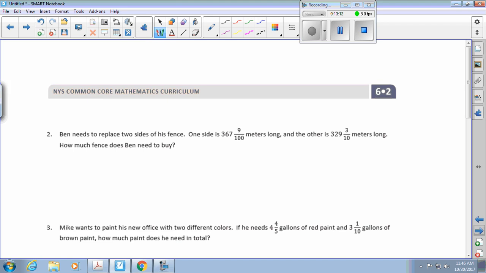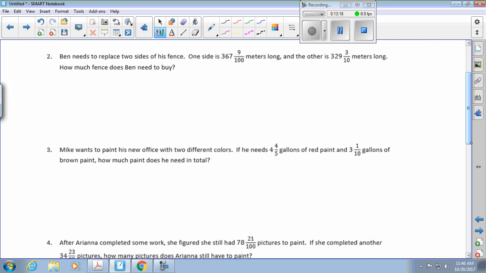Okay, the next question is talking about Ben, and he needs to replace 2 sides of his fence. We're not going to ask what happened to Ben's fence, but it was probably just some weather. All right, one side is 367 and 9 hundredths meters long, and the other is 329 and 3/10 of a meter long. How much fence does Ben need to buy?